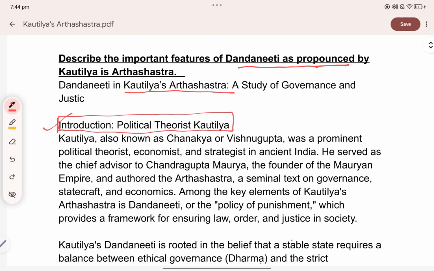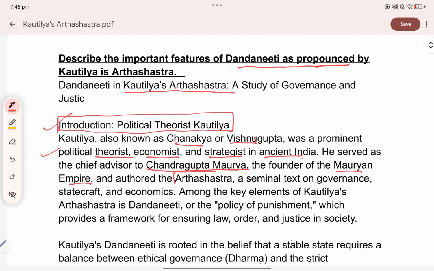Kautilya, also known as Chanakya or Vishnugupta, was a prominent political theorist, economist, and strategist in ancient India. He served as the chief advisor to Chandragupta Maurya, the founder of the Mauryan Empire. Just focus on the keywords. You don't need to mug it up. You need to remember his two names, Chanakya and Vishnugupta.